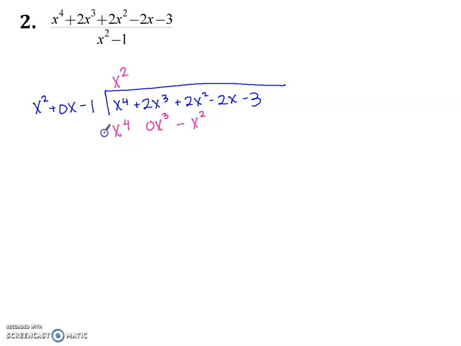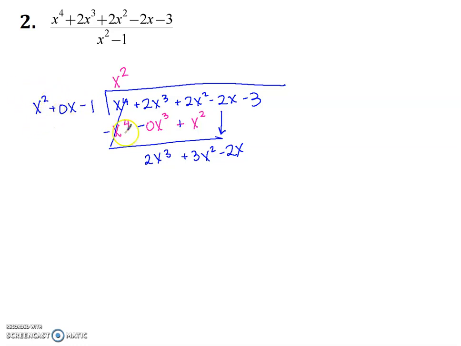And then we have to subtract it, so change the signs. This should always cancel out. And then you're going to add your like terms. So that'll be a 2x cubed. That'll be plus 3x squared. Okay, I canceled the first term, so I need to bring down the next term.